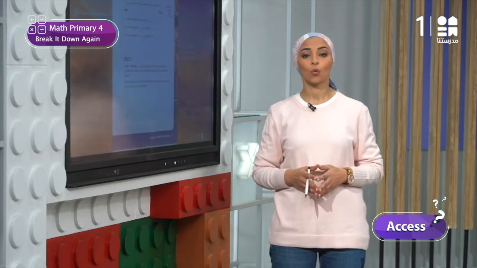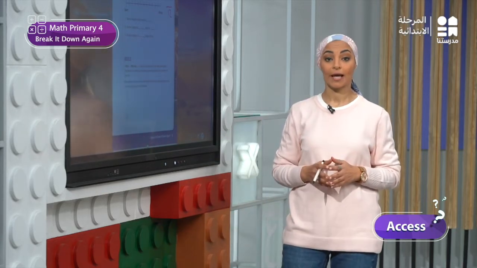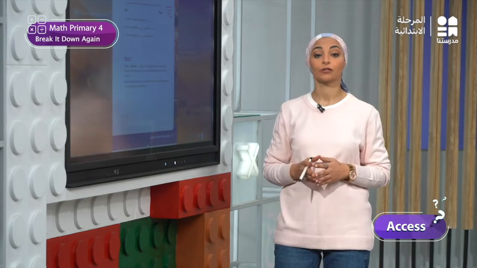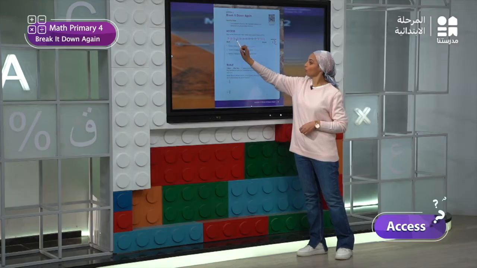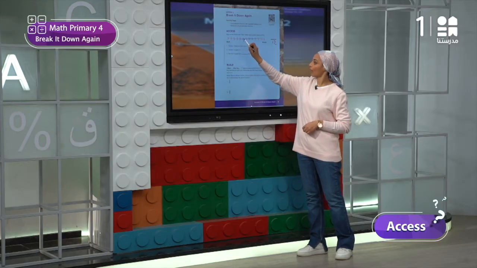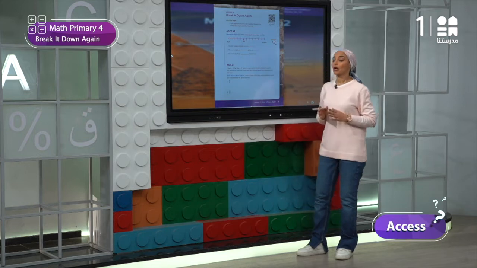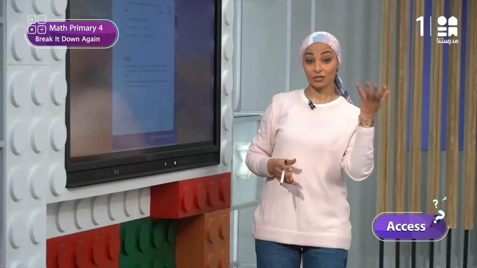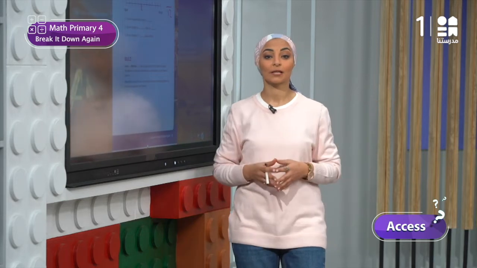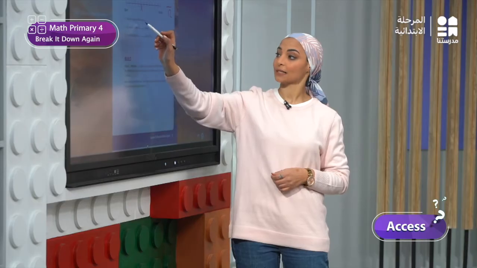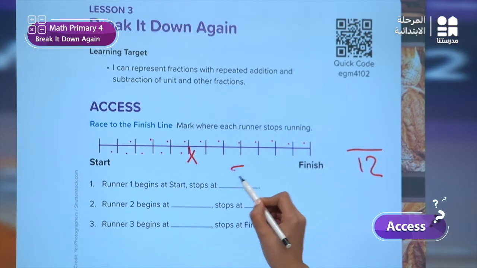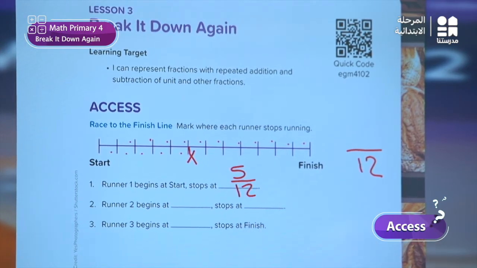Okay, runner number 1 started at the start line and met the second runner after running 5 parts. So we will add x after 5 parts, meaning 1, 2, 3, 4, 5. So I will add the x here. Runner number 1 ran from the starting point till the point that represents 5 over 12. So runner 1 begins at start point and stops at point 5 over 12.